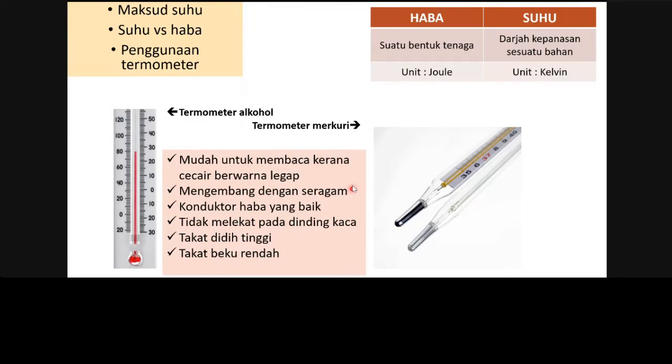There's reasons kenapa kita pakai mercury dengan alkohol in thermometer. Satu, dia mudah untuk dibaca kerana cecair dia berwarna legap. Legap in English is opaque. Opaque tu maksudnya it's not invisible lah. Kalau invisible confirm you tak boleh baca kan. Then, mengembang dengan seragam. Mengembang dengan seragam ni maksudnya it expands uniformly. Tak adalah macam hari ni dia malas nak kembang, esok dia rajin nak kembang, tak. It always expands regularly, uniformly.